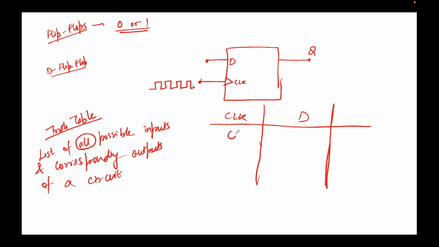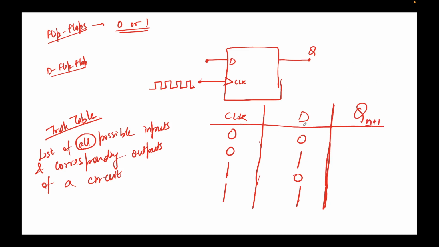So I can write clock as 0, D as 0; clock as 0, D as 1; clock as 1, D as 0; and clock as 1, D as 1. No other combination is possible apart from this. And here is the output, which I denote by Q. When the clock is low, the output will be retained. We usually call it Qn plus 1. This means what's going to happen at the next clock edge.